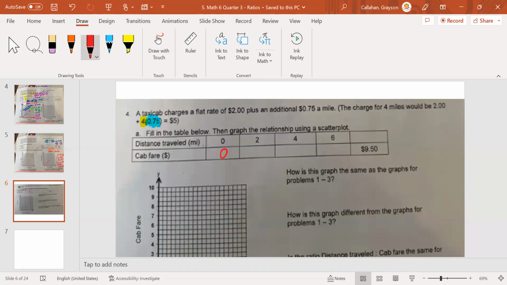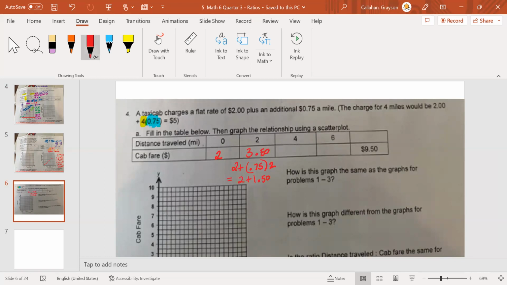I think. Hold on. I would imagine, yeah. If you travel 2 miles, well, actually, I guess it would charge you $2 technically. Because if you just get into the taxi cab and say you're not even going anywhere, they're still gonna charge you $2, okay? If it's 2 miles, then it's $2 plus 0.75 times 2. Do you see that? Okay. So that would be $2 plus $1.50, which is $3.50.